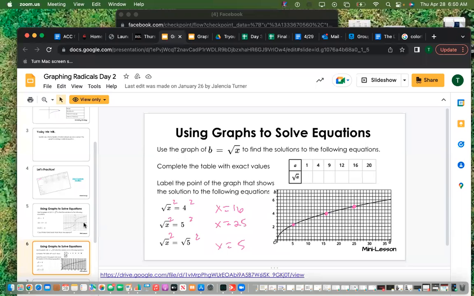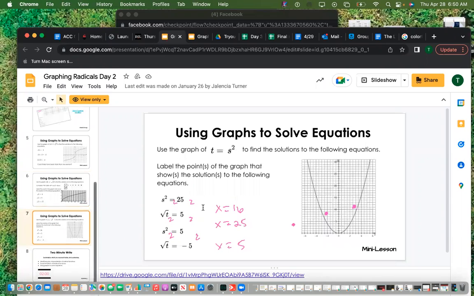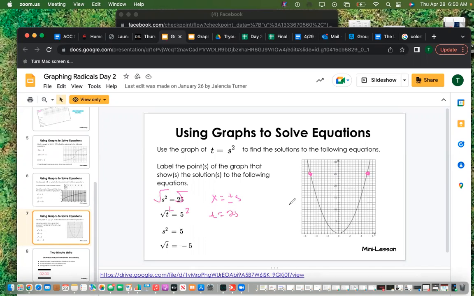On this next one, it says use the cubic function. I'm sorry, this is a quadratic function. Label the points on the graph that show the solution to the following equations. If I took the square root of both sides on this one, that would be x equals plus or minus 5. So that would be here. It's always super hard to see. There and there. If I squared both sides on this one, t would equal 25.